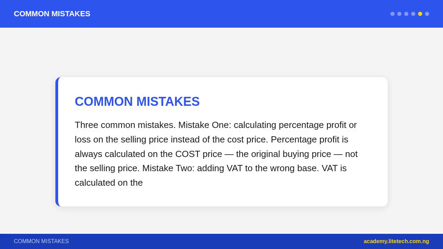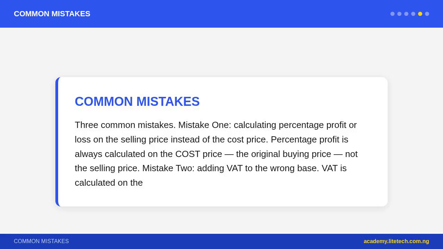Confirmed. Three common mistakes. Mistake 1: calculating percentage profit or loss on the selling price instead of the cost price. Percentage profit is always calculated on the cost price, the original buying price, not the selling price. Mistake 2: adding VAT to the wrong base. VAT is calculated on the pre-tax, original price, not on the total amount after adding. Always apply the percentage to the starting value.